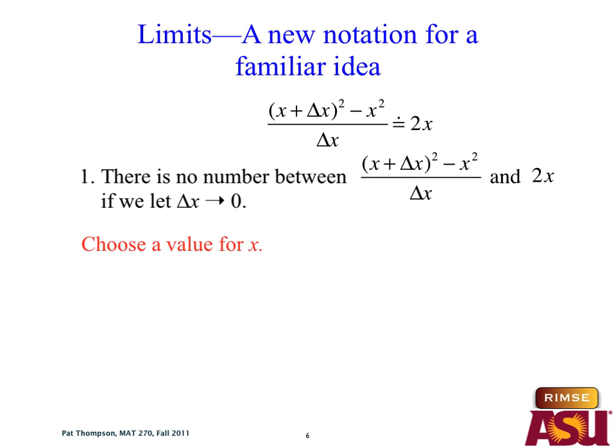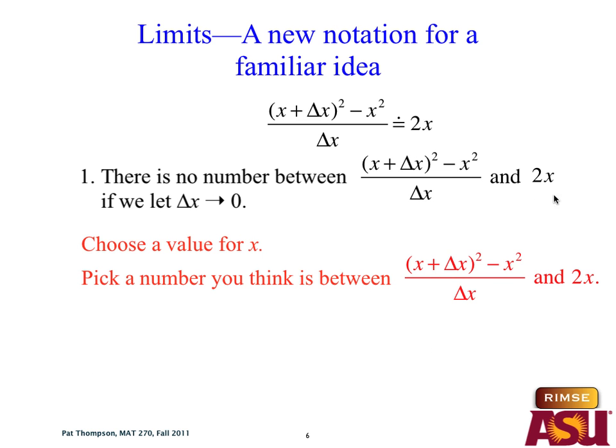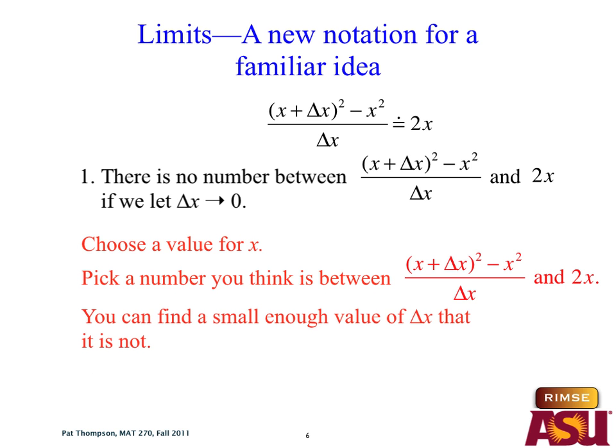So there's no number between these two expressions. Choose a value for x, pick a number you think is between them, and you can find a small enough value of delta x to put it in. Just like when Brick thought that he had a number between 0.99999 and 1, we can find one to show that it's not. Well, this is saying the same thing. If anybody claims that there's a number between this expression and the 2x for a particular value of x, you can find a value of delta x small enough to say, sorry, you're wrong. There's no number between them. Therefore, what do we have to conclude?